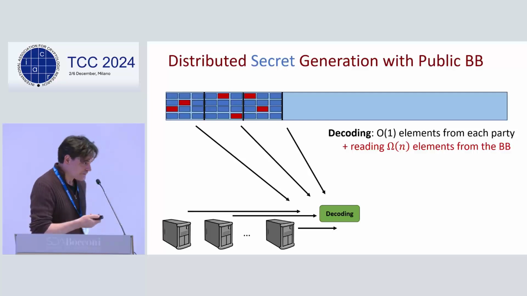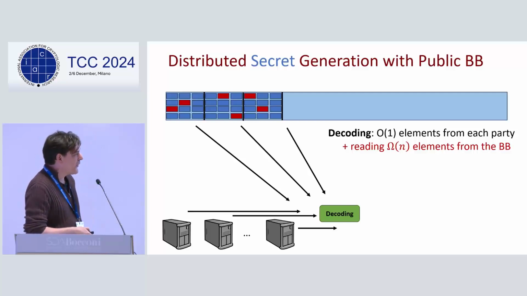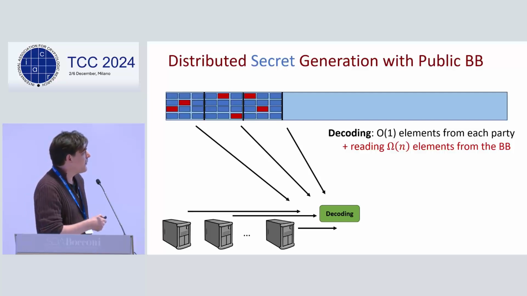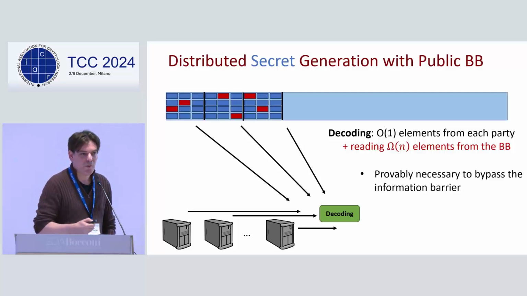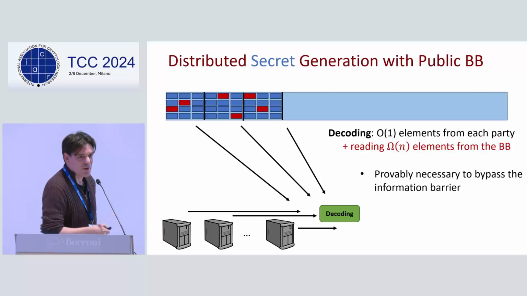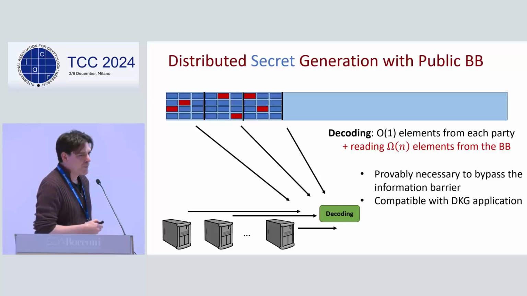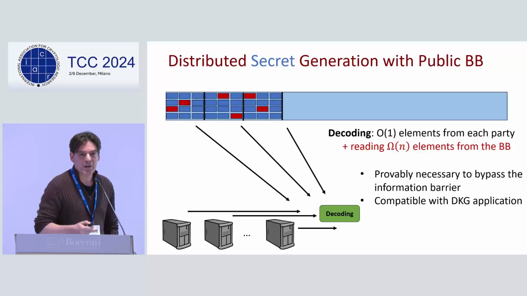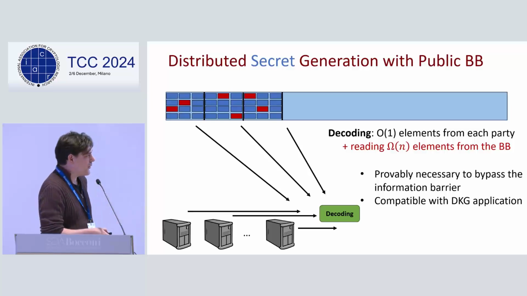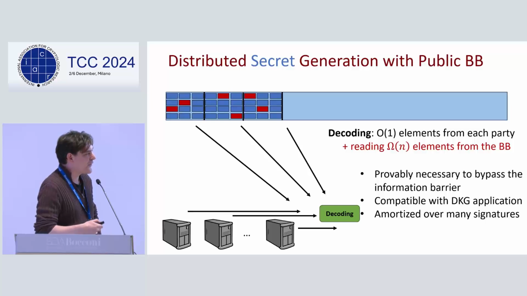There is one caveat. There should be. When you want to decode the secret, you read a constant number of elements per party. That's clear, but you also have to read a linear number of elements from the bulletin board. But we can show that this is necessary. So in order to bypass this information barrier, you have to rely on some additional linear amount of reads from the bulletin board. Furthermore, this drawback is not that terrible because in the DKG application, you read from the bulletin board anyway, right? I mean, you read the commitments from the bulletin board. So the overhead is not large. And finally, you can amortize this over many signatures, right?